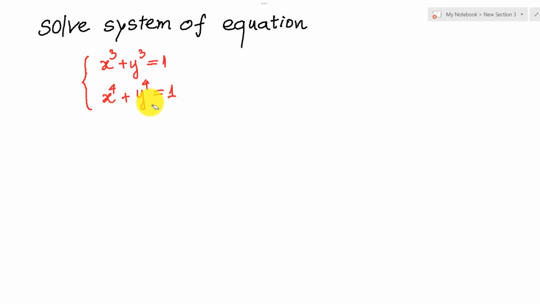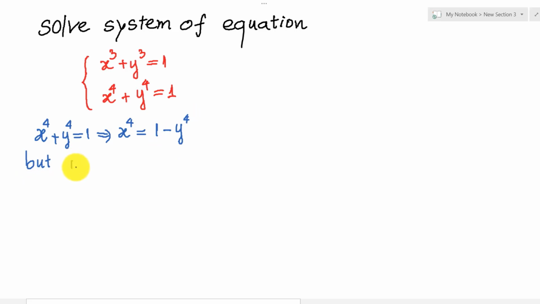Okay, from the equation x^4 + y^4 = 1, I get x^4 = 1 - y^4. But y^4 is bigger than or equal to 0, so we get x^4 is smaller than or equal to 1. If x^4 is smaller than or equal to 1, we get -1 is smaller than or equal to x, and x is smaller than or equal to 1.